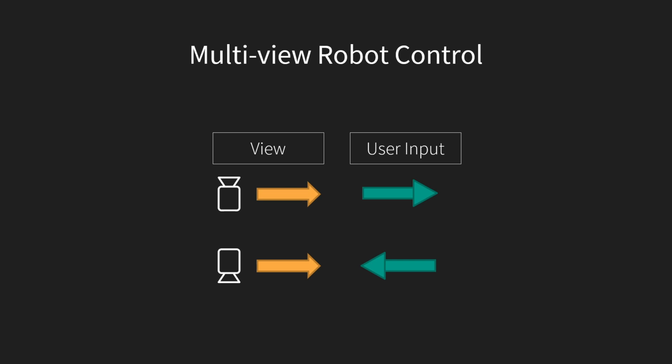It is very likely that in a multi-camera interface, there are at least some views where the direction of user input is inconsistent with the view. In this case, the user has to perform mental transformations to give the right command. This inconsistency is a challenge in controlling a robot using multiple viewpoints, and we address this problem in our work.